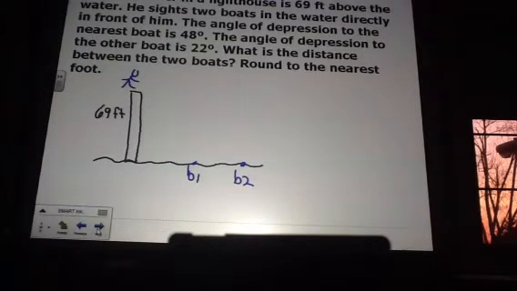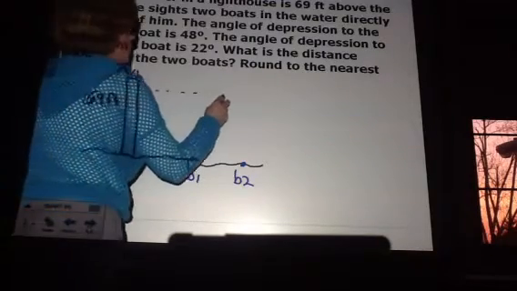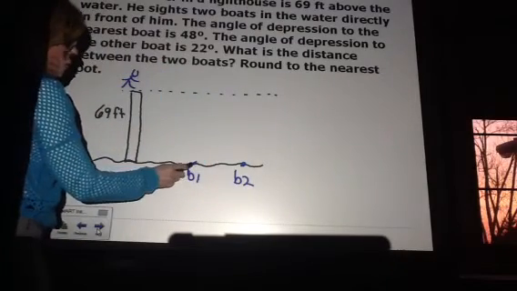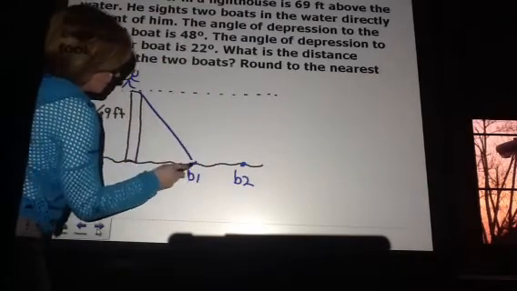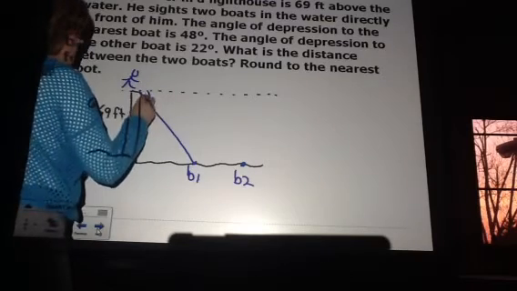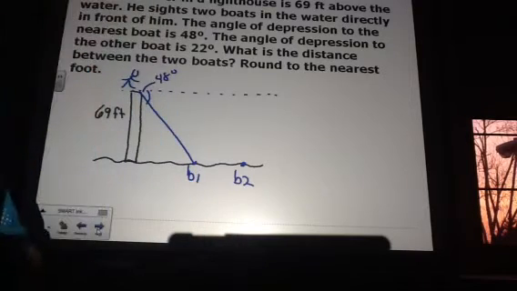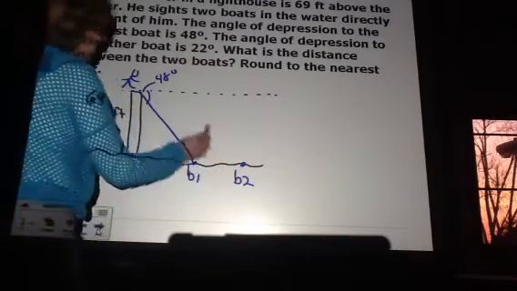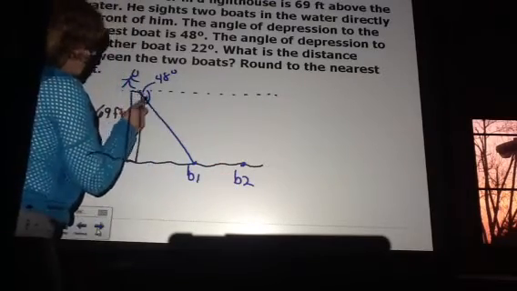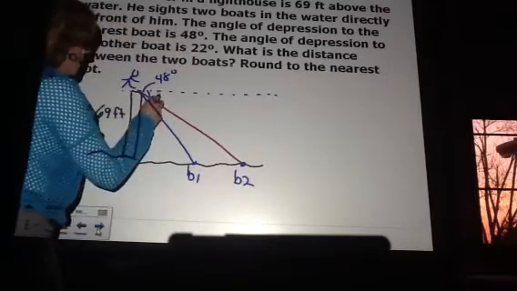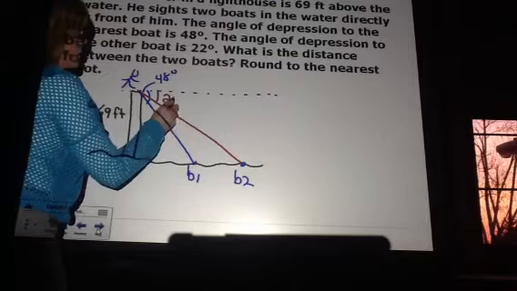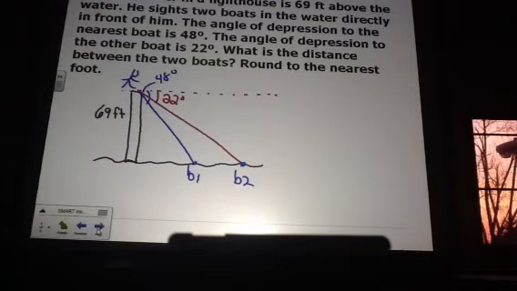The angle of depression to the nearest boat is 48 degrees. So, angle of depression, we need to put a horizontal line up here. The first boat, which is the nearest, so this angle is 48 degrees. Angle of depression, boat 1. The angle of depression to the other boat, so to the second boat, here's your horizontal line. So we need to draw a line to the second boat, and we're talking about this angle. It is 22 degrees. What is the distance between the two boats rounded to the nearest foot?